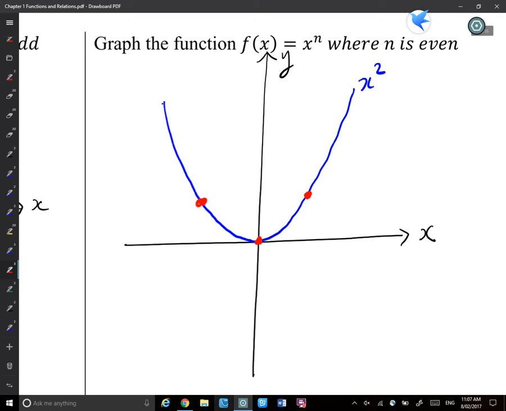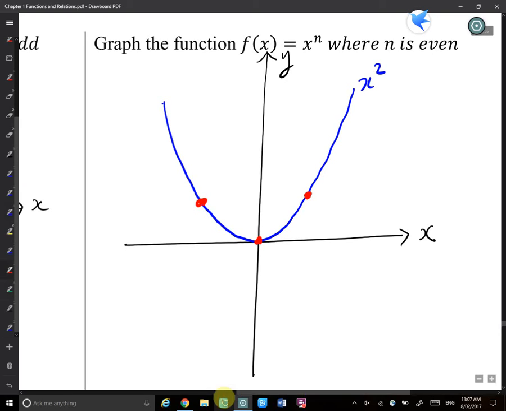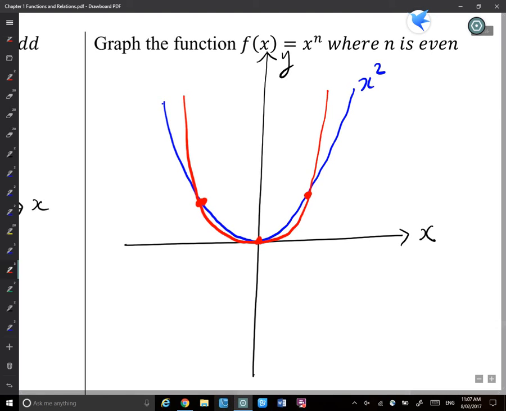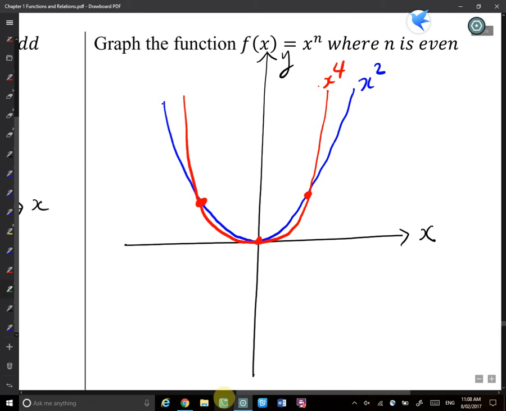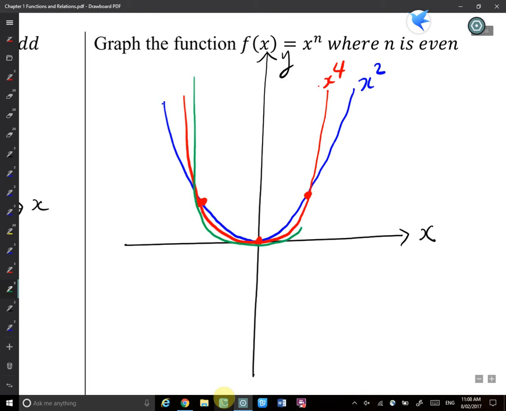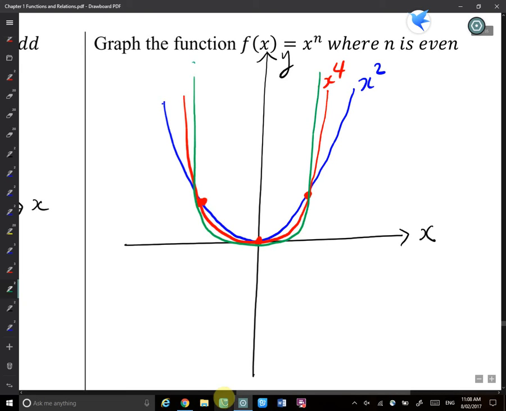And same thing, if we have x to the power of 4, that should be higher than the graph after 1 and negative 1, and lower in between negative 1 and 1. So the graph will look like this for x to the power of 4. That's for x to the power of 6.